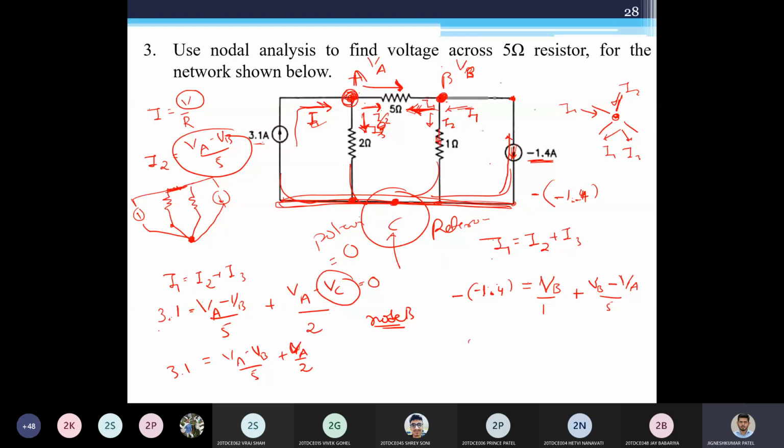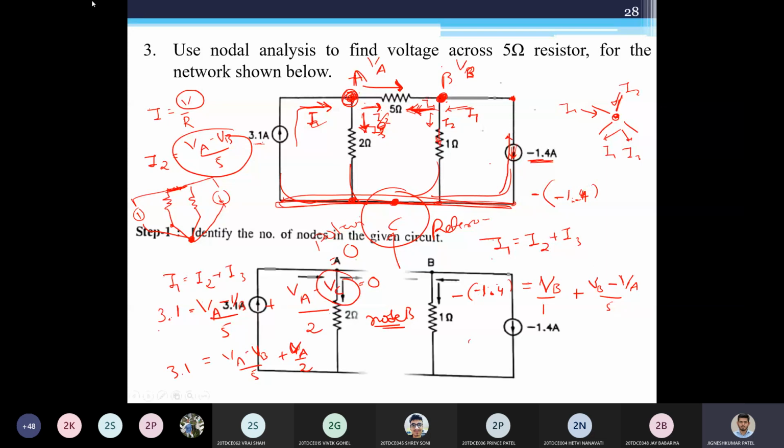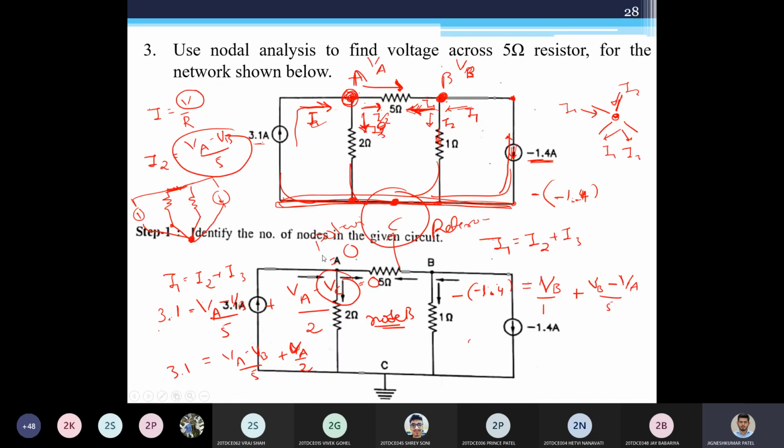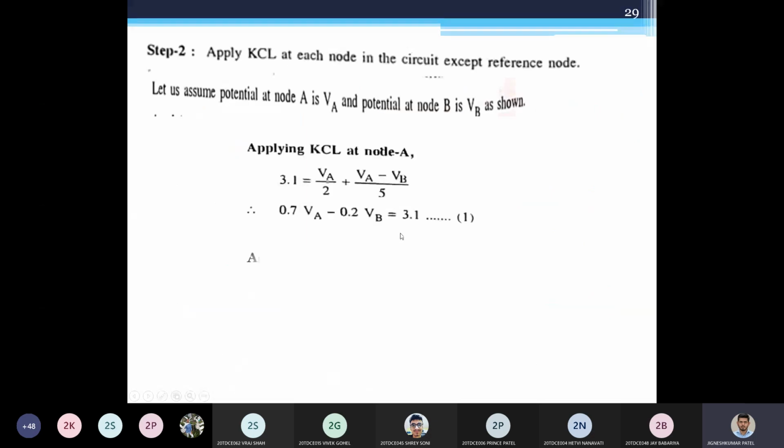Clear? Now let's see the actual equation. What they have done. They have taken this kind of direction as we have done, and then they are getting the same equation that we are getting: 3.1 equals VA by 2 plus VA minus VB by 5. The other one is 1.4 equal to VB by 1 plus VB minus VA divided by 5. So this is the other equation.